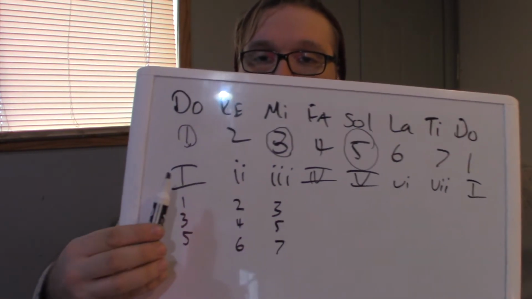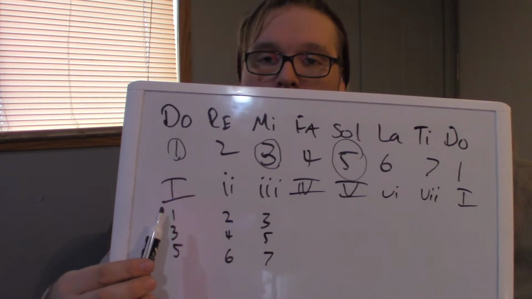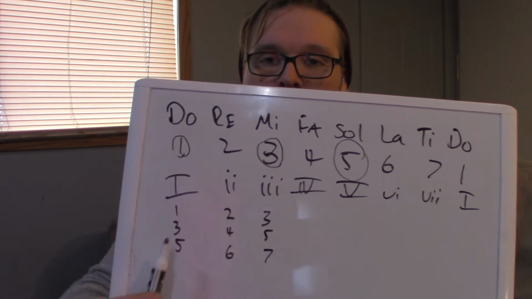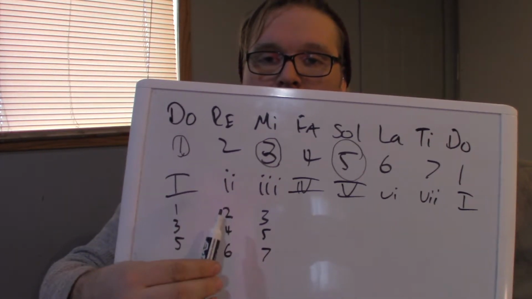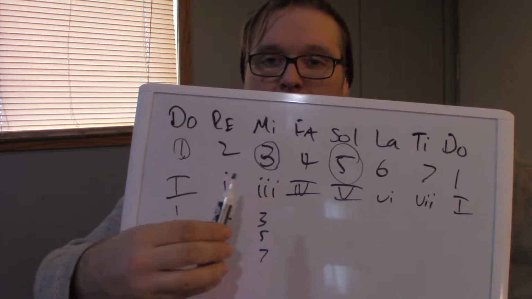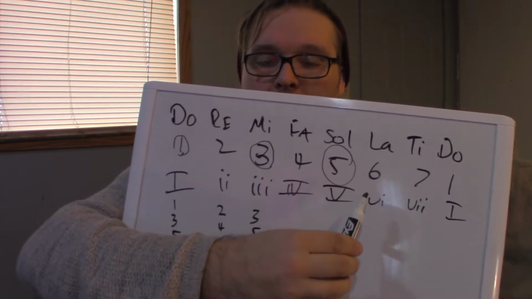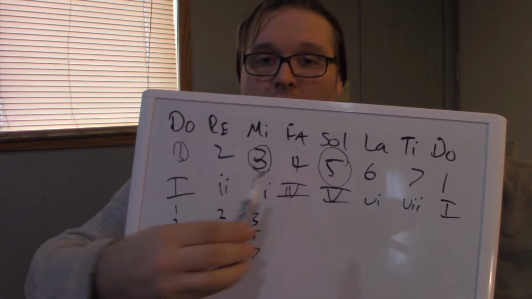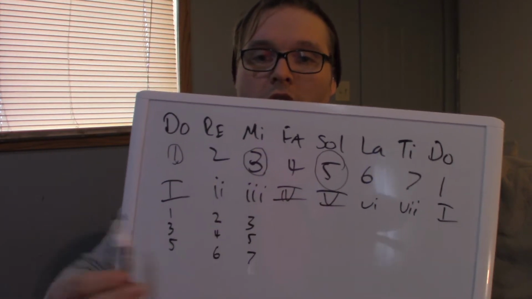So we've got our 1 chord built off of the 1, 3, 5. Our 2 chord is built 2, 4, 6. See, if we skip a scale degree and we skip another scale degree, boom. It's those 3 notes together that makes the 2 chord.